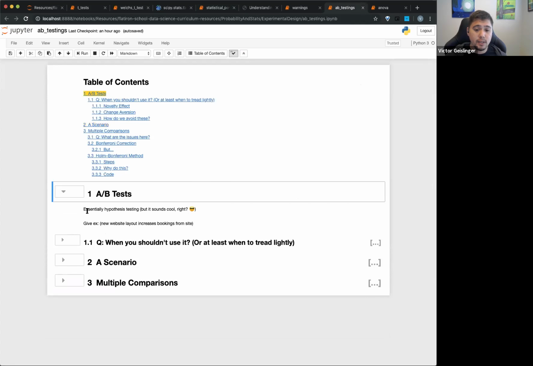So, a quick thing about A/B tests: basically, it's hypothesis testing, but it sounds a lot cooler, I think. When people say, oh, do you know A/B tests? They're just talking about, can you do hypothesis testing? That's essentially all it is. The classic example people use is saying, we have a new layout for a website, or a new ad structure, and we want to see how many people click on this ad, or actually buy a book from this website given this layout. So essentially, if we make this change, will it actually change the behavior of the people interacting with it?